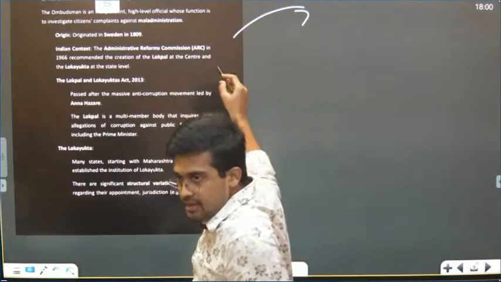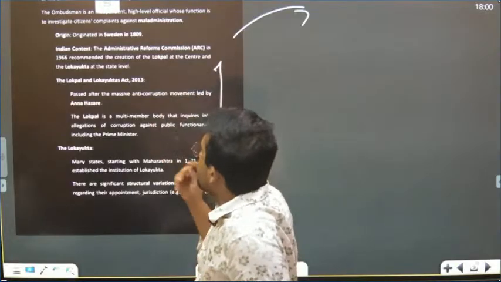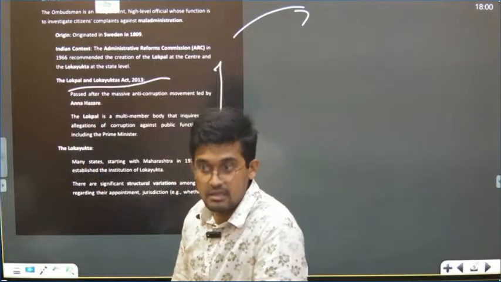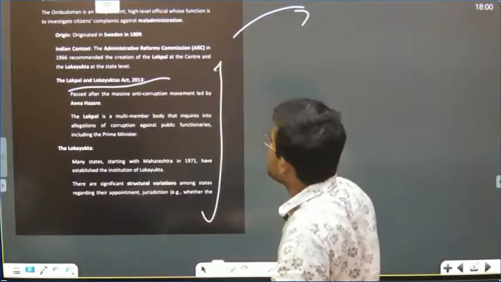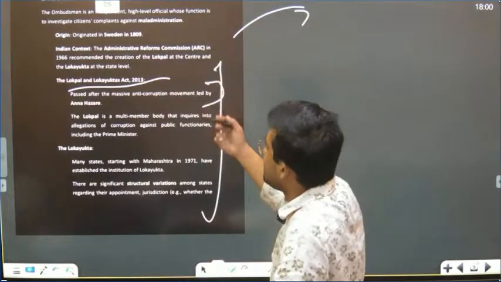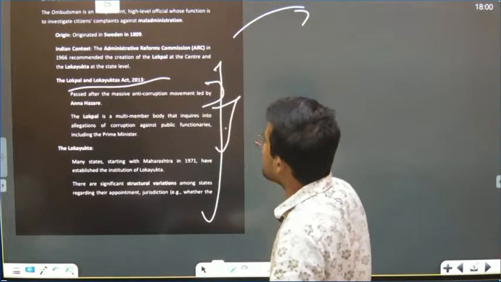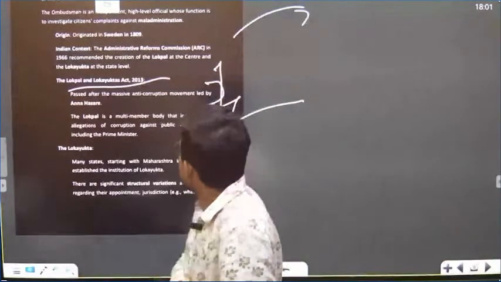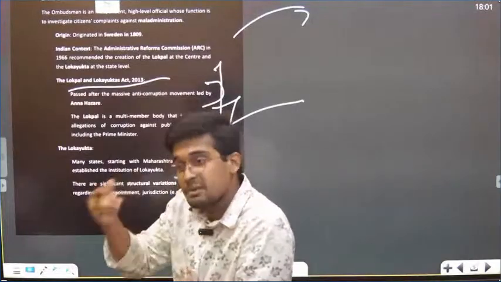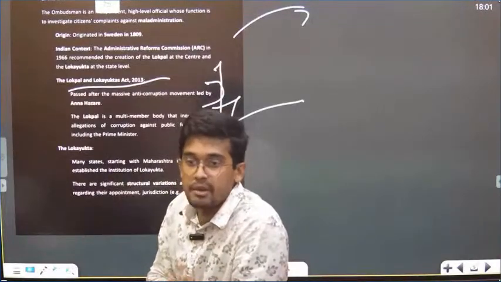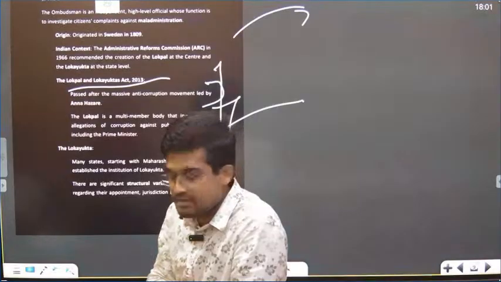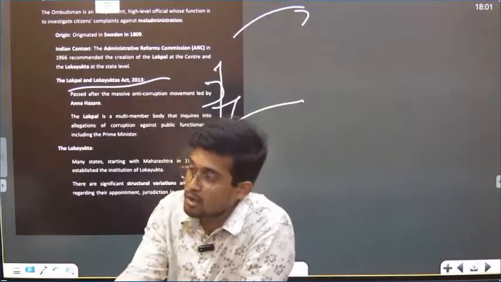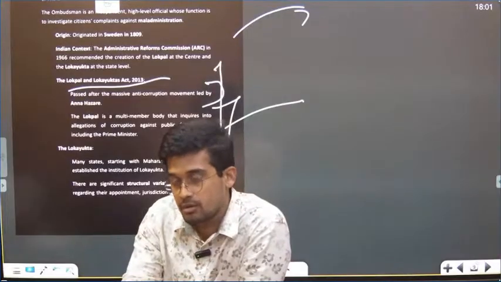We'll read that one now, okay. Lokpal and Lokayukta Act 2013, which came after the protest that Anna Hazare led. So, passed after the massive anti-corruption movement led by Anna Hazare, Lokpal is a multi-member body that inquires into allegations of corruption against public functionaries, including the Prime Minister. So all public officials that are there, if you say that somebody is corrupt, you can go ahead and complain to the Lokayukta or to the Lokpal.